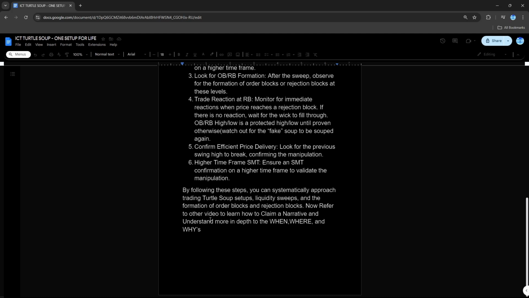Simply put, just follow the steps, trade it systematically, not mechanically, seeing just a simple high or low be swept and trying long or short from there, but using your narrative, using the steps, trading the setup, and seeing how we deliver within the setup into the sequence. Refer to the other videos as well on how to claim a narrative and understand more in depth the when, where, and why, and you'll find a lot more success within the charts. Let's go ahead and hop on those and show a couple things.